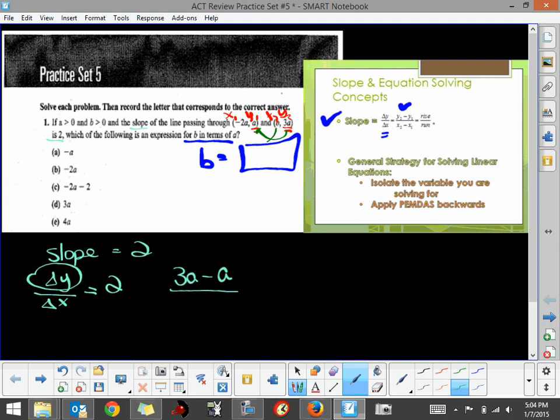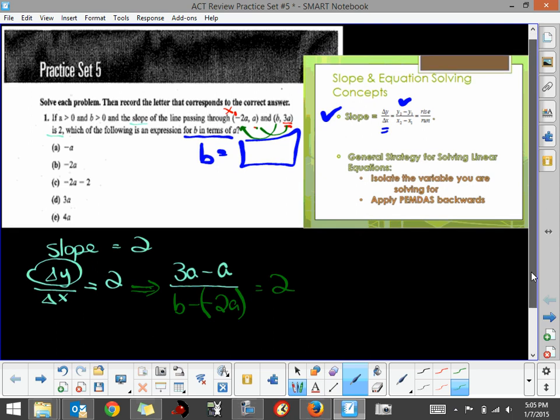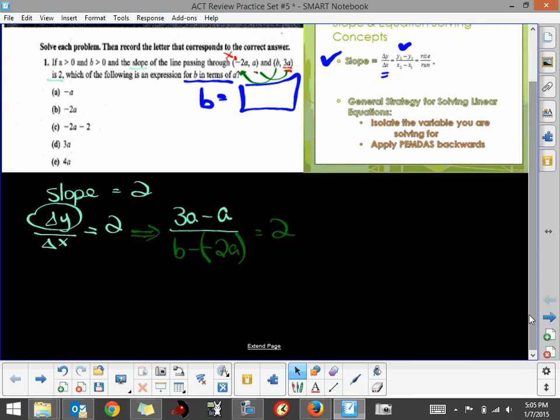So I'm going to take the second one, which is b, and subtract the negative a. So it's going to be b minus a negative 2a. So minus and negative is a little bit tricky in there, so I'm going to put it in parentheses. And we know that this slope has got to be equal to 2. Okay, so I've just plugged in the values that we have from our expression.